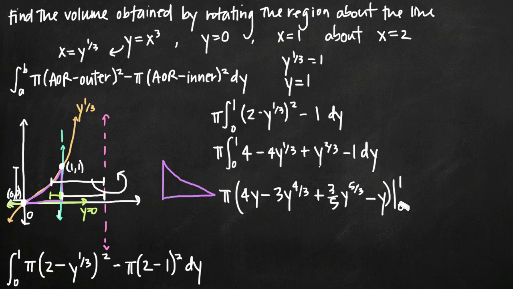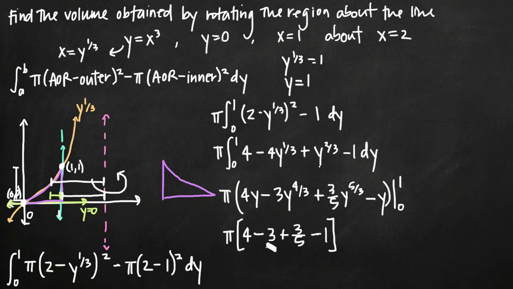0 to 1. Now, as you know, when we're evaluating on limits of integration, we plug in the top number first, so we'll plug in 1, and then subtract from that whatever we get when we plug in 0. So we get pi times, and we'll plug in 1. 4 times 1 is just 4. 1 to the 4/3 is still just 1 times 3 is 3, so we get minus 3. 1 to the 5/3 is still 1 times 3/5 is just 3/5, and then minus 1. Now we could subtract what we get when we plug in 0, but we'll just get 0, 0, 0, and 0, so no sense in writing all of those out, and this is all we're left with.